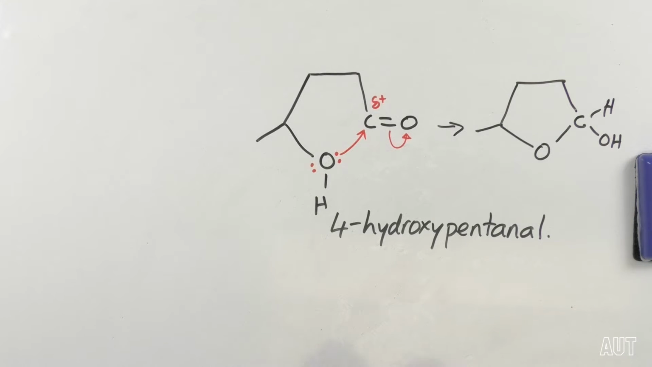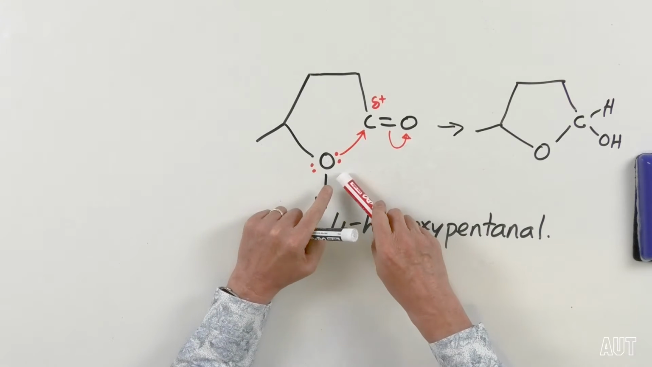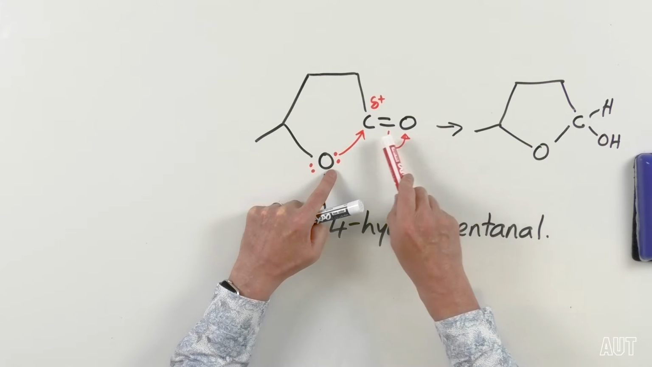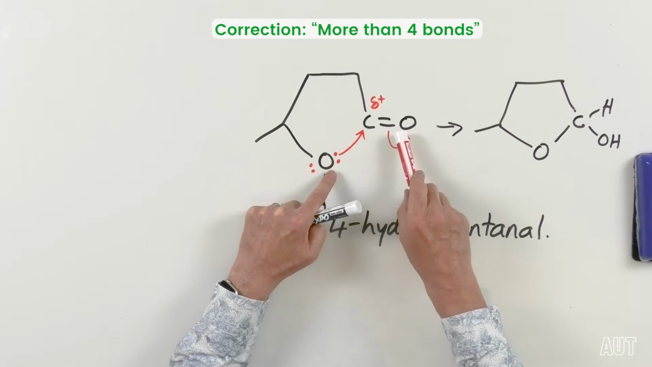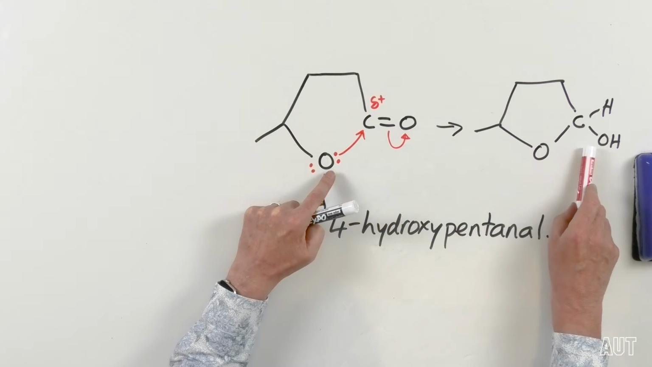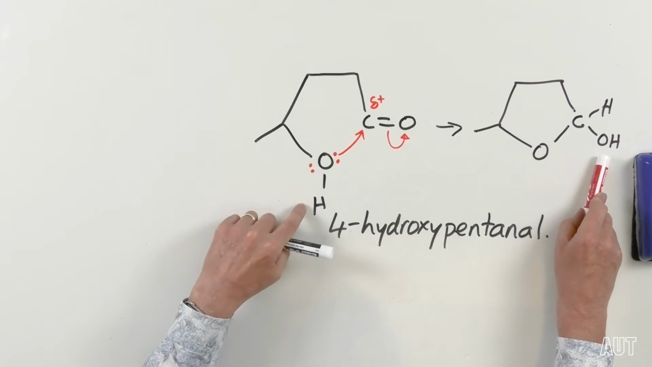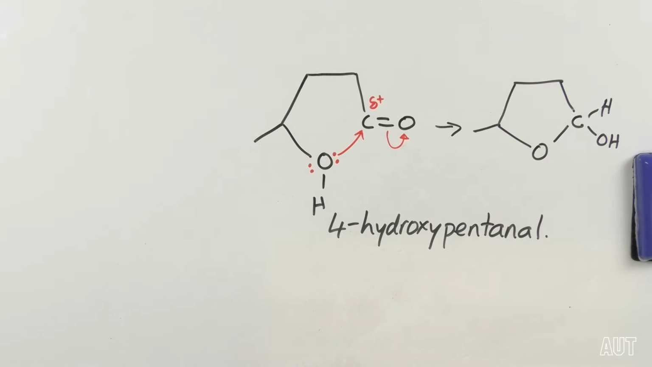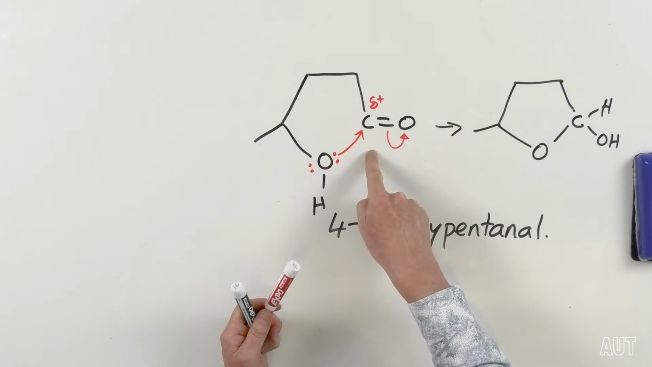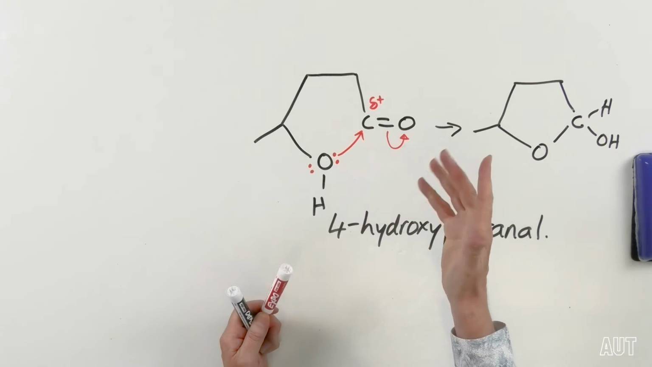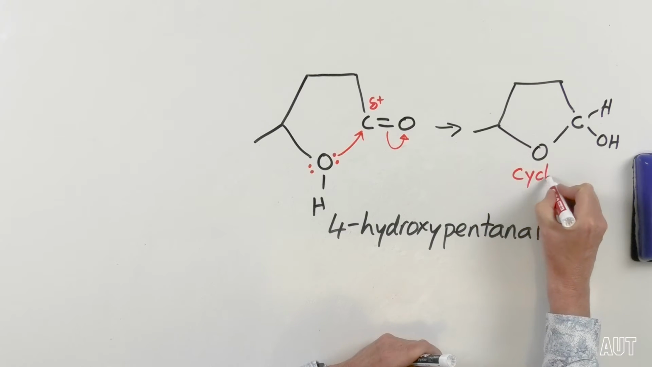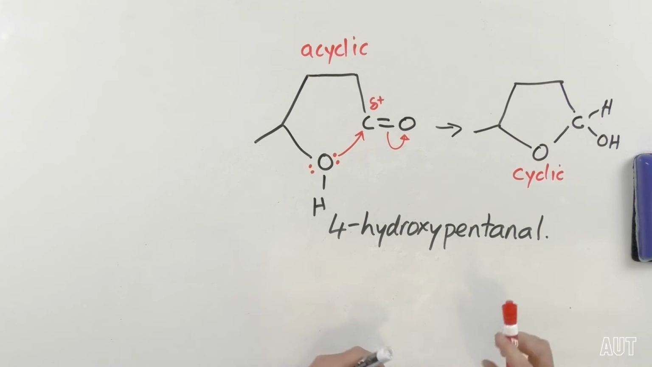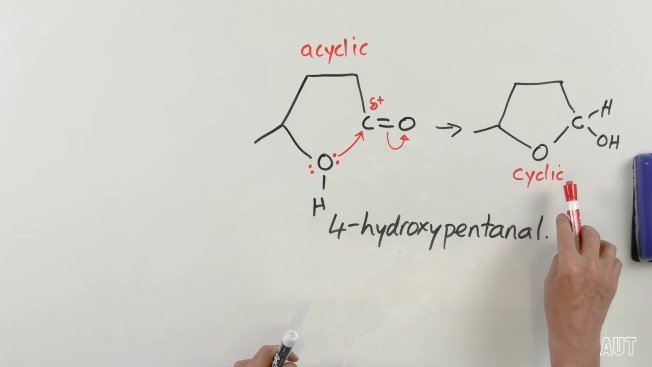Now how did we get that? This oxygen here attacked this carbon to form a single bond, and this carbon-oxygen double bond then broke, because the carbon atom would have more than 4 electrons if we didn't do that, and we pick up a hydrogen from probably this guy here, and that turns the doubly bonded oxygen into an OH. So we've now gone from a linear, or acyclic structure, meaning not cyclic, to a cyclic structure.